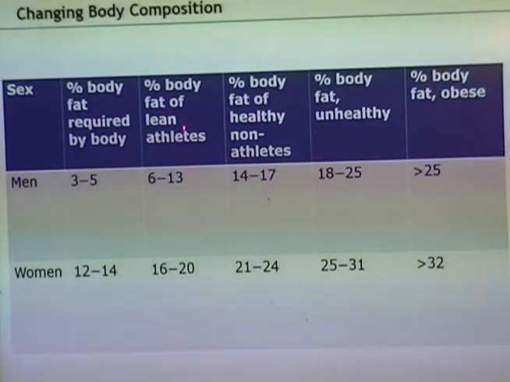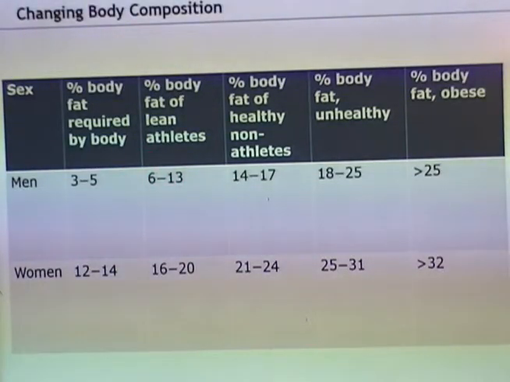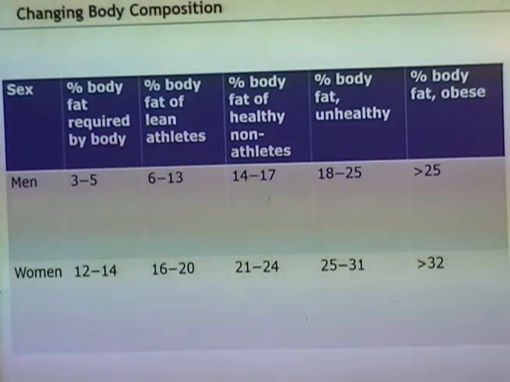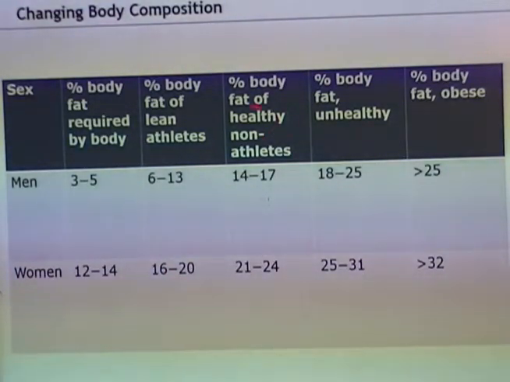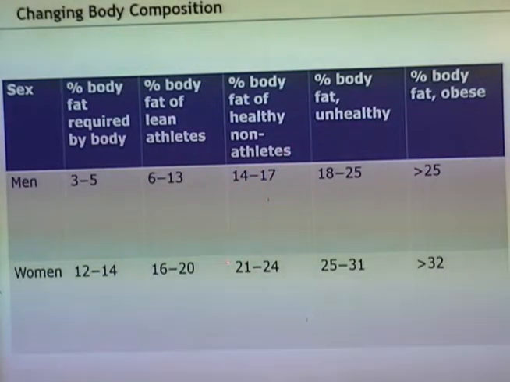So lean athletes, somewhere between 6 to 13, depending upon what the event is, right? What's their job? For women, 16 to 20. If I'm looking at non-athletes but people who are healthy, then somewhere around 14 to 17 for men, 21 to 24 for women, right? So unhealthy, once we start getting above that, you would be starting to be considered less healthy.